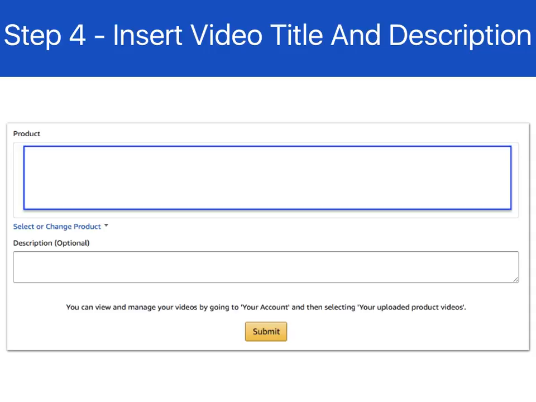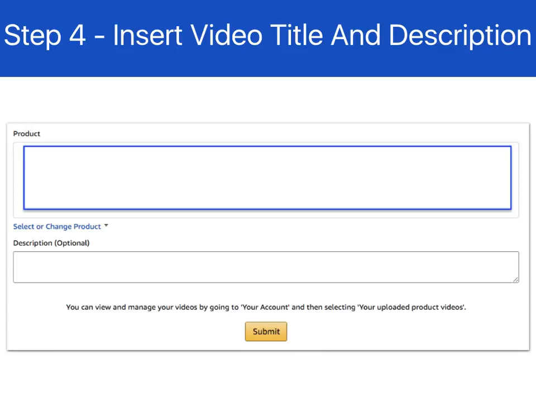Now, here's an important tip right here: insert keywords in your video title and also in the description as well for better Amazon SEO and rankings. Also, you can insert the benefits of your product to educate viewers and persuade them to buy it.